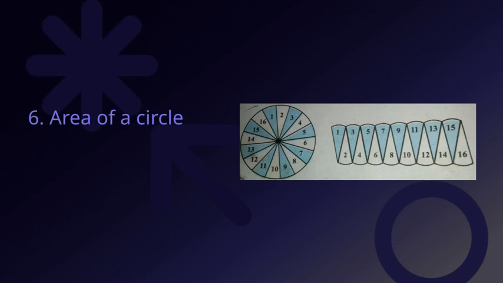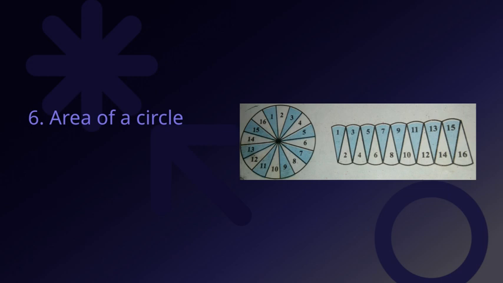Let's now talk about the area of a circle. When we think about a circle's area, we're essentially looking at how much space is enclosed within its boundary. The key idea here is that the area depends on the radius of the circle, which is the distance from the center to any point on the edge. The formula for calculating this area is pi times the radius squared.